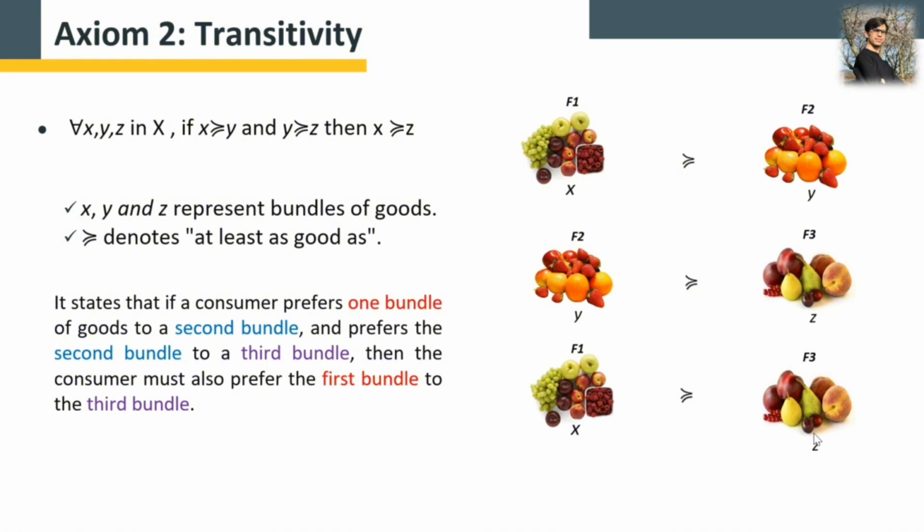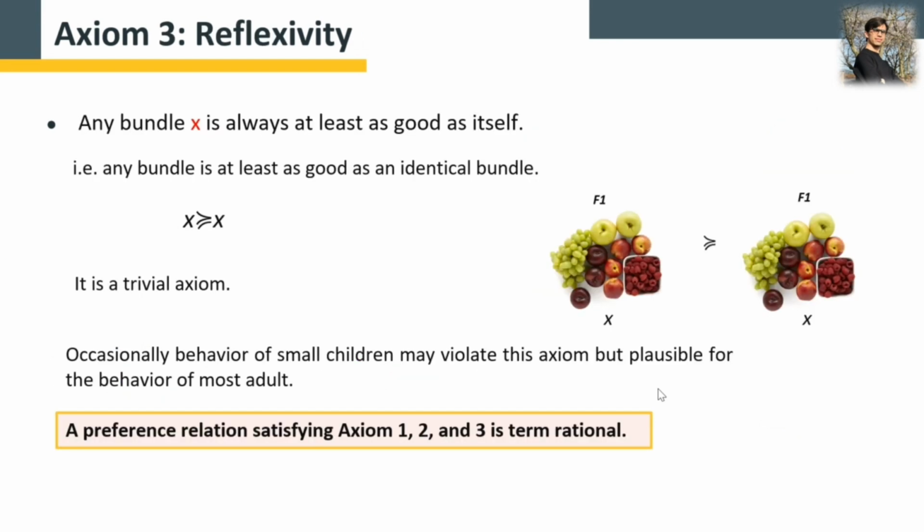Or in another notation, if F1 is at least as good as F2, and F2 is at least as good as F3, then F1 must be at least as good as F3. So this is the axiom of transitivity. Now, let's see the third axiom. The third axiom is reflexivity.